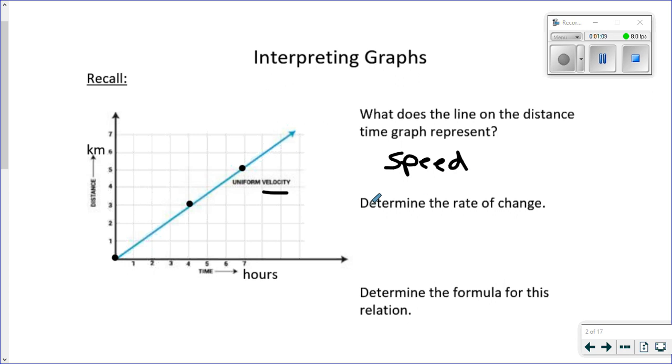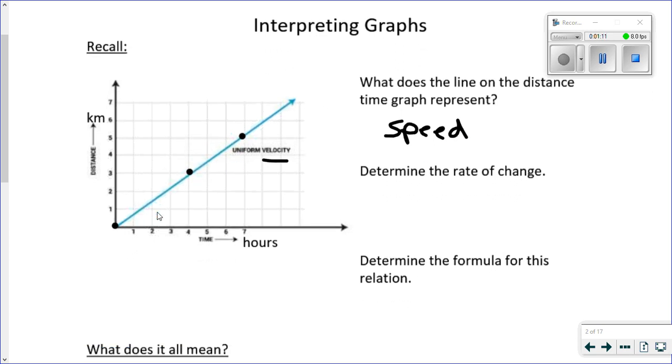Now, what is the rate of change? In this case, I'm asking you to find what the speed is, right? If we're trying to look at the difference in distance compared to the difference in time, we're looking at speed. So same as always, draw a triangle. Hopefully your triangle matches the grid lines better than mine does. The disadvantage of writing on this stuff, I'm a lot more accurate on my full smart board.